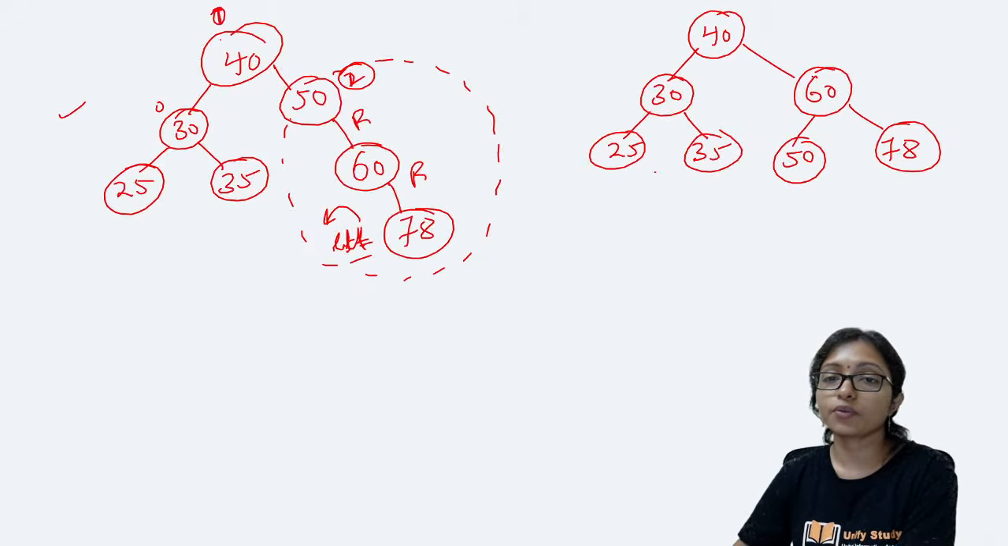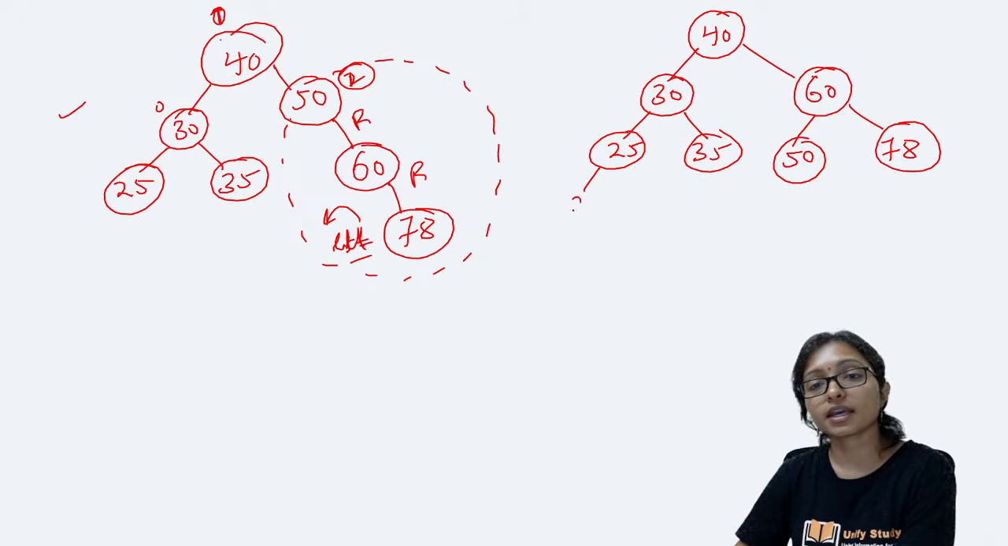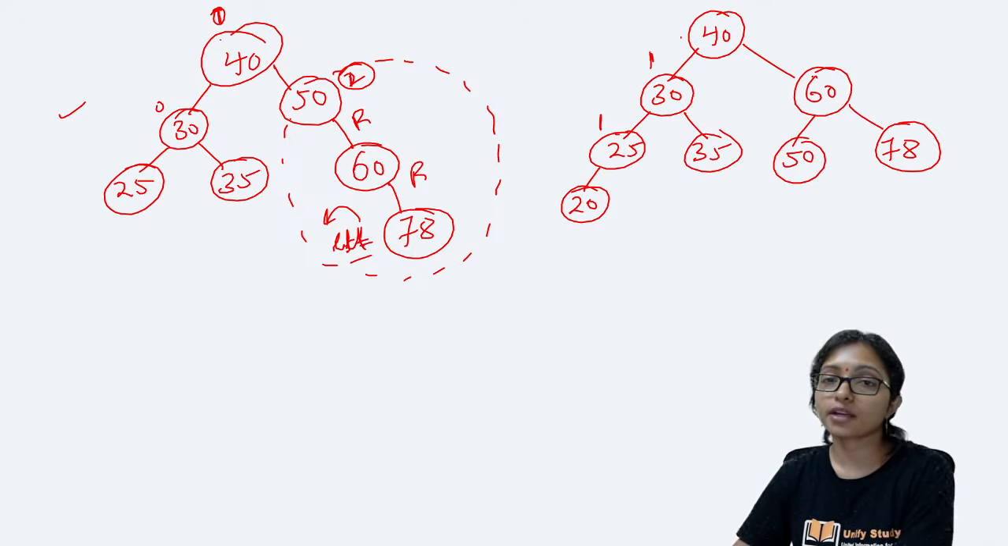I am going to insert 20. Where to insert 20? I can insert 20 here and there is no problem. Here height factor is 1. Here also height factor is 1. Here it will be 1, 2, 3. Here is 2 means it is 1. Here is 0. No problem.